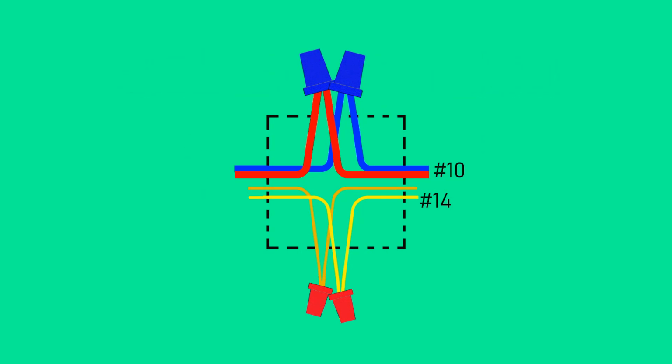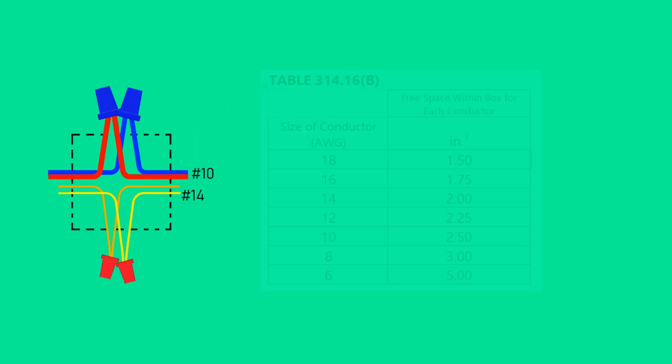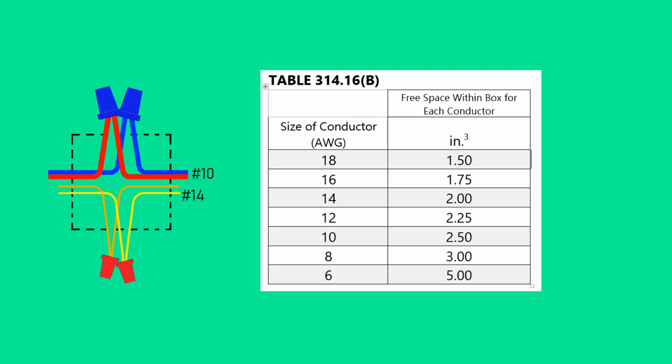Selecting a box that contains different conductor sizes requires finding the cubic inch requirements for each conductor. In this example, 2 number 10 conductors and 2 number 14 conductors are spliced. Table 314.16(B) lists the cubic inch volume requirement for each conductor. Each number 10 conductor requires a volume of 2.5 cubic inches. Each number 14 conductor requires a volume of 2.0 cubic inches.